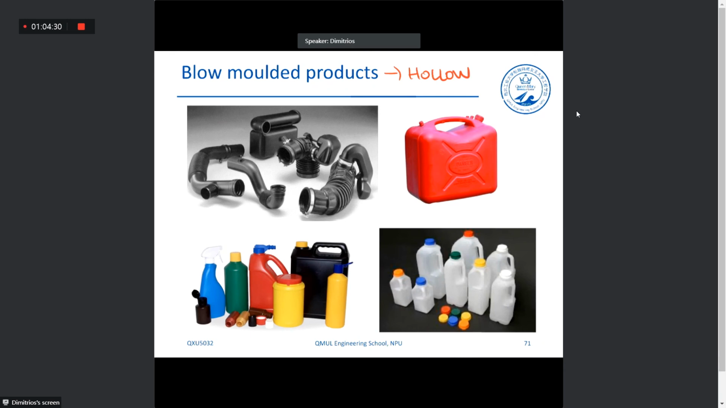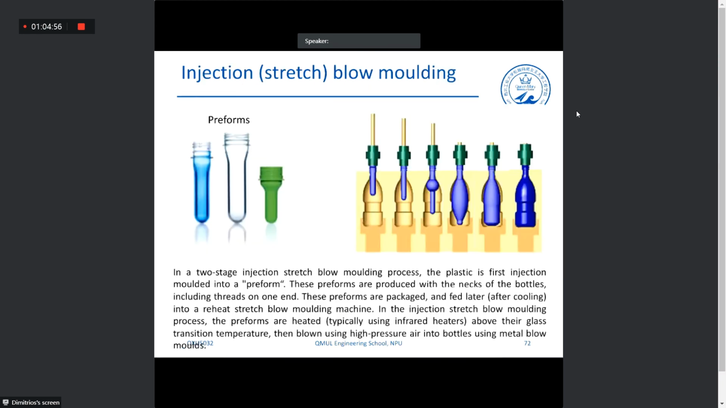Now, there is a different type of blow molding process that I told you, it's injection blow molding. The first part, essentially, we have these preforms. These are produced extensively by injection molding. We will see in a bit how injection molding is created. And essentially what we do is we heat up these preforms, and again we blow air into the preform.